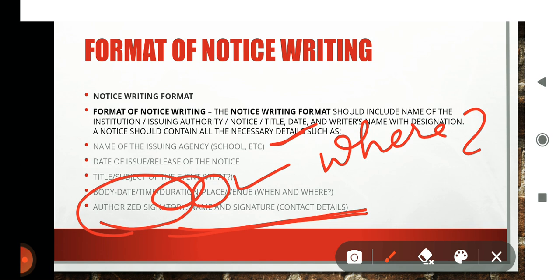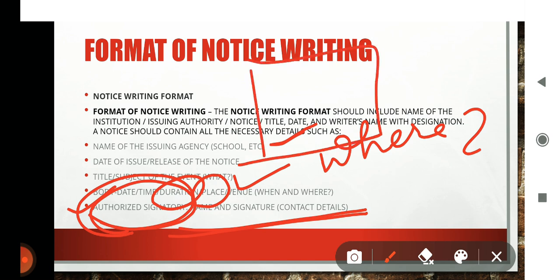Okay, so authorized signature means the person who has written the notice, at the end of the notice the signature of that person should be mentioned. And always remember one thing, whenever you are drafting any kind of notice, that should be kept inside a box, because for the box also some marks are there.